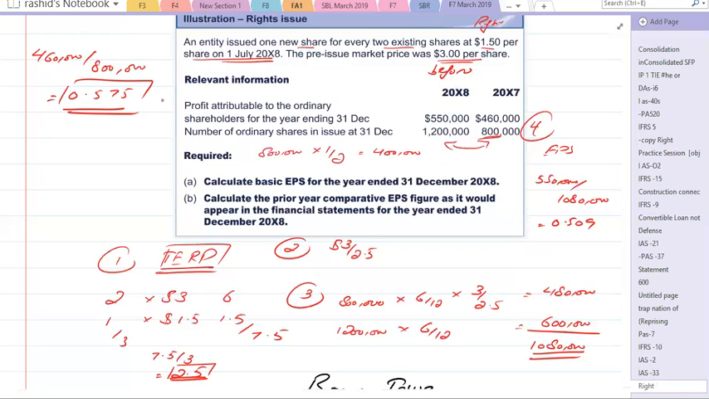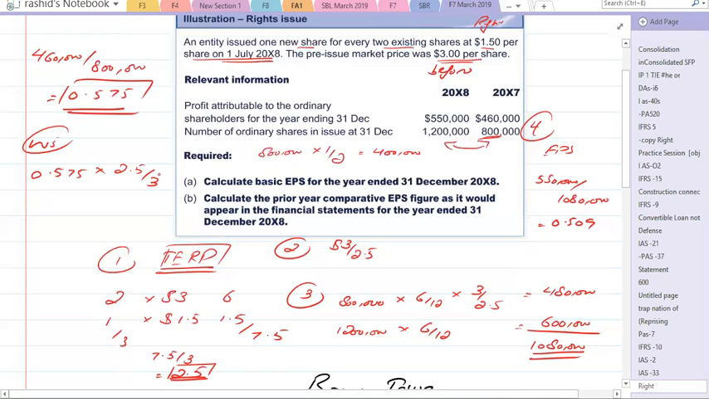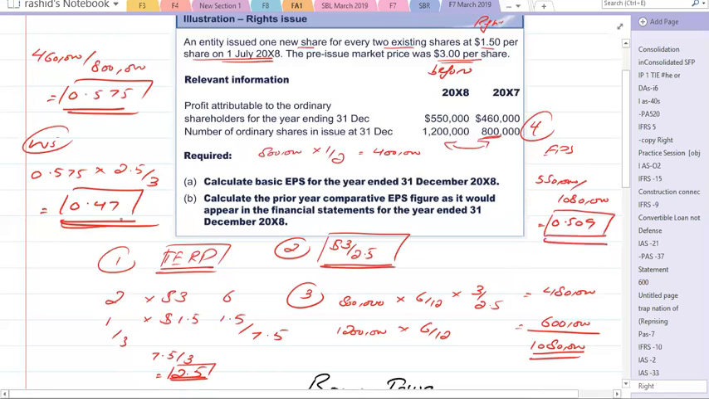So that means you need to restate it, which is step number 5, the restate. How you can restate is 0.575 multiply by 2.5 divided by 3. The fraction, make it opposite. It is 0.47. In the fifth step, you reverse the fraction because you are restating the previous year EPS. Now if you compare, this year EPS is 0.509, and if we consider the right issue even in the last year, the EPS would be 0.47. So clearly there is an increase. Otherwise, if you compare 0.509 with 0.575, you will see that there is a drop.